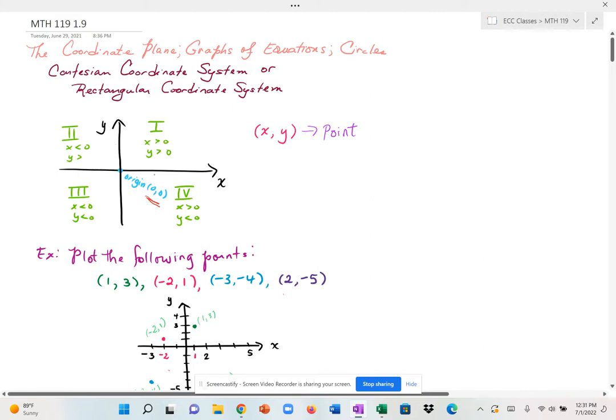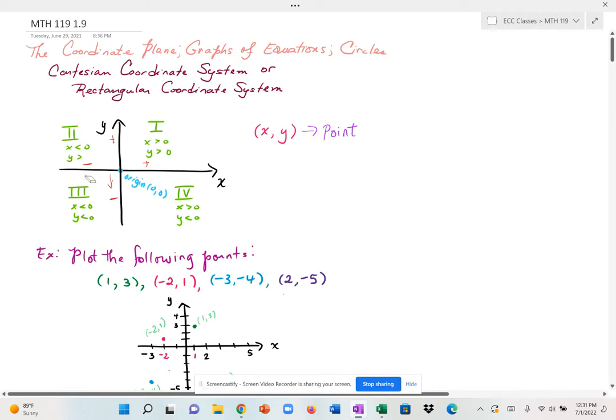When you go to the right, you're going in a positive direction. When you go to the left, you're going in a negative direction. When you go upwards, you're going in a positive direction. But when you go downward along the y-axis, you're in a negative direction. So that's why when I'm in quadrant 3, you've gone left and down. So both the x's and the y's are negative.